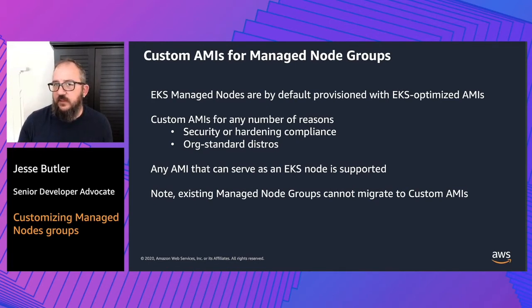So really any AMI can serve as an EKS node in the managed node group, though there are some caveats like before. You have to make sure that the node is actually capable, and we'll talk about that in a little bit. One thing to note: managed node groups which aren't already specifying a custom AMI can't be migrated to using one. So you have to create a new node group if you want to move to a custom AMI.